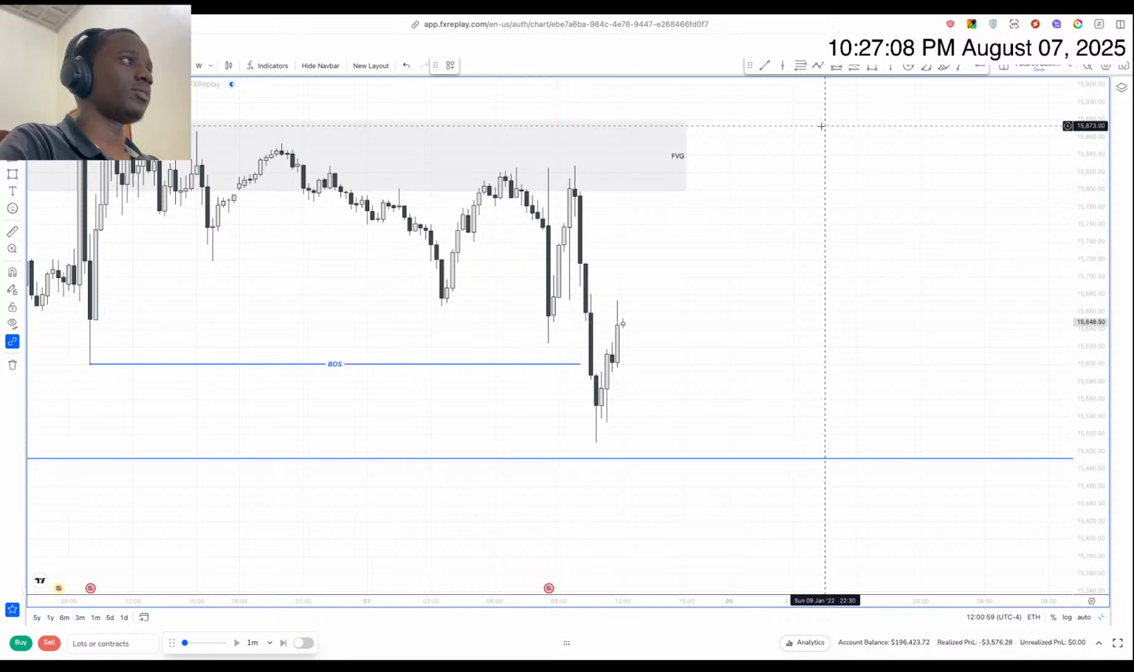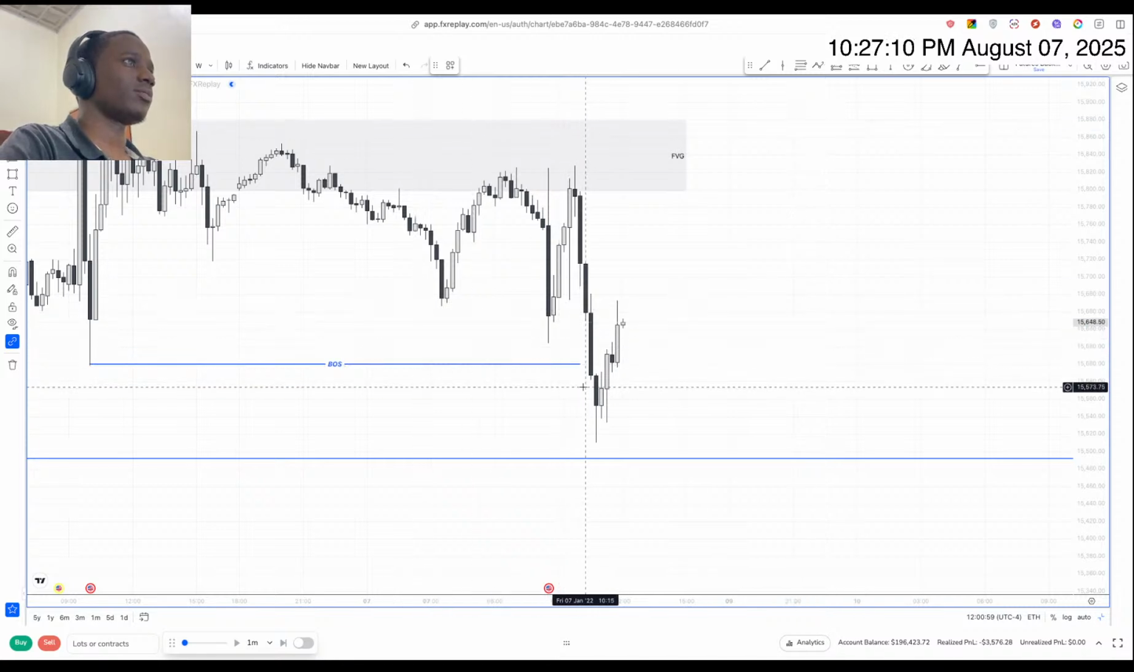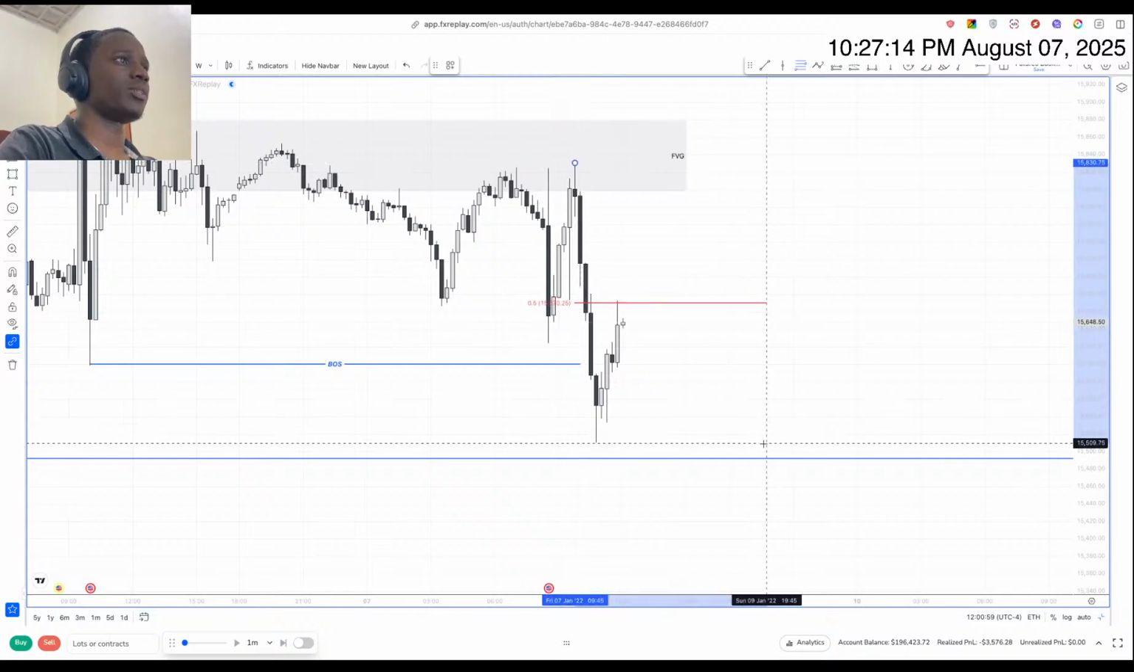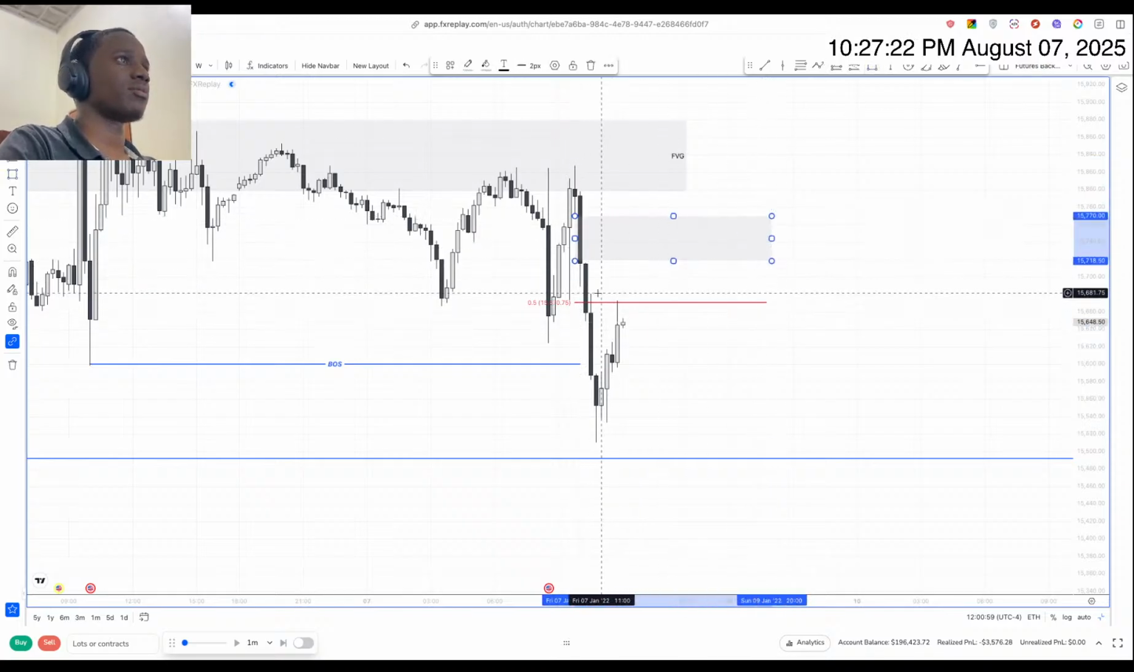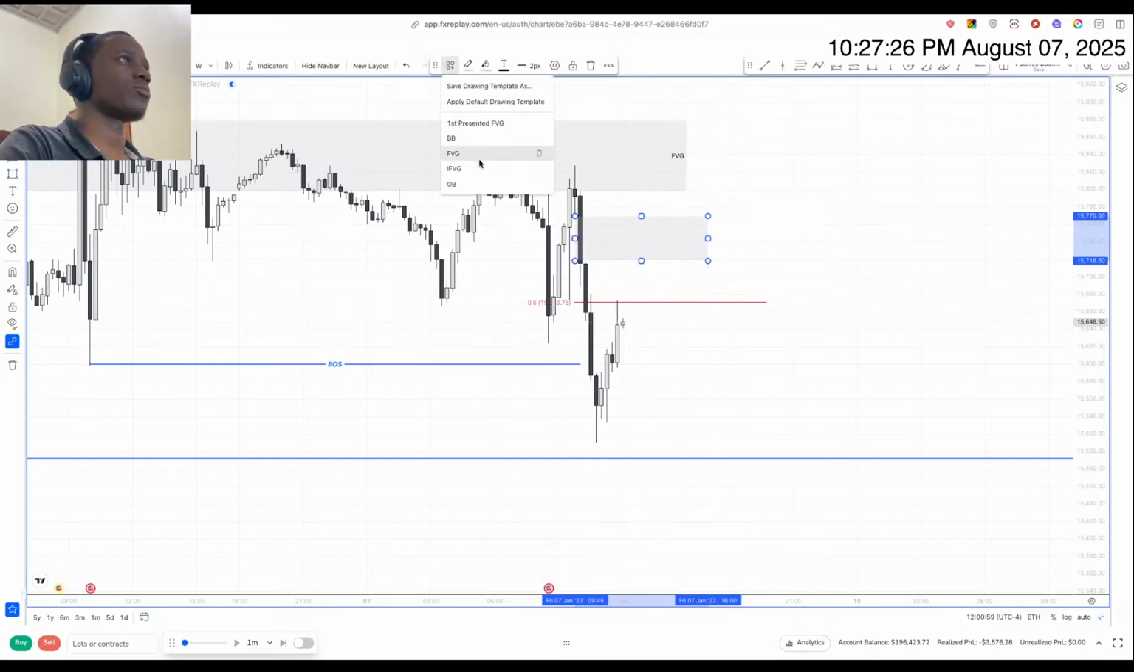On the 15 you can see we've just taken out this low and we'll push higher. So we might rebalance back to equilibrium before dropping, and you can see the gaps in the equilibrium are this and this. I'd like to make this one, but that doesn't mean that this isn't valid. We will see which one it will respect. So this is also a fair value gap.